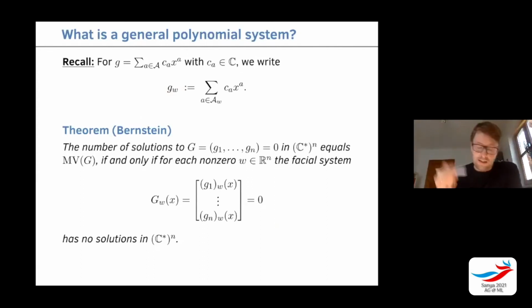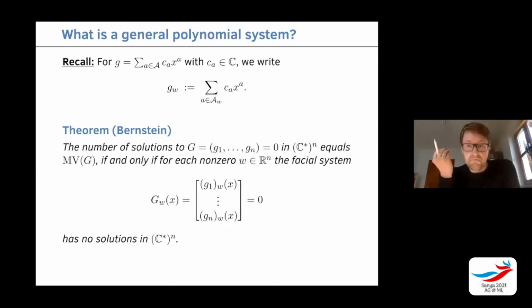And it says this: the number of solutions of G, so this is again my system of sparse polynomials, G1 through Gn, in the complex torus equals the mixed volume of G if and only if for every non-zero W, the facial system being made up of G1_W and so on, and Gn_W, so these are these guys up here, if these so-called facial systems have no solutions in the complex torus.